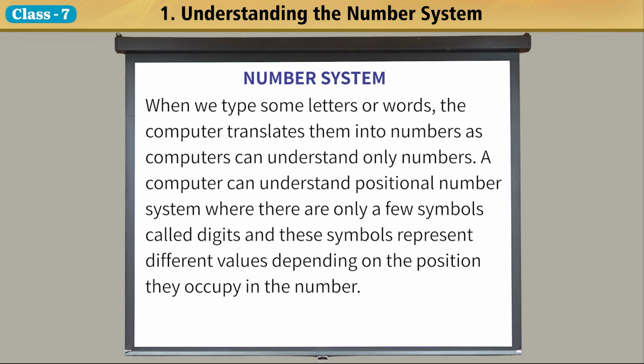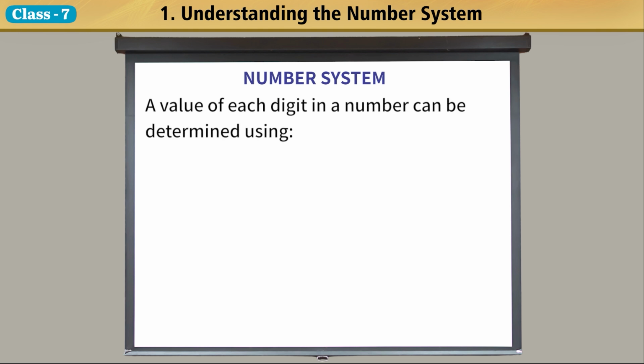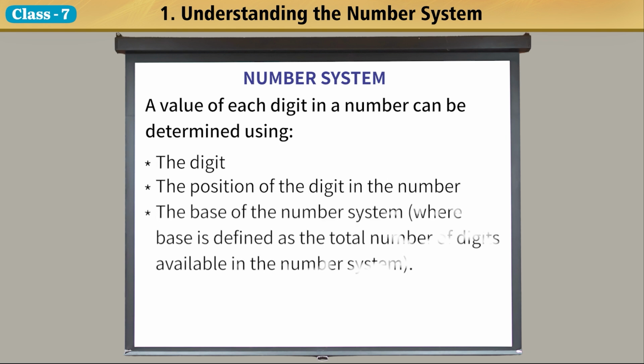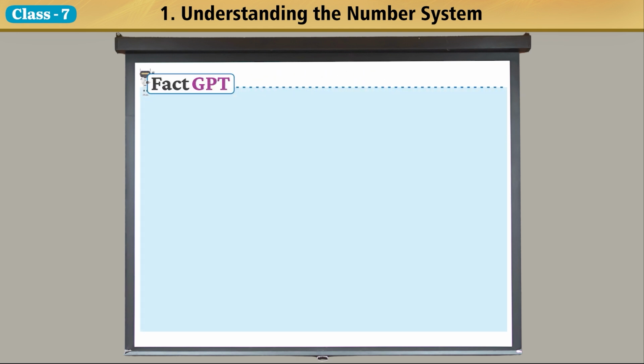A computer can understand positional number system where there are only a few symbols called digits, and these symbols represent different values depending on the position they occupy in the number. A value of each digit in a number can be determined using the digit, the position of the digit in the number, and the base of the number system, where base is defined as the total number of digits available in the number system.